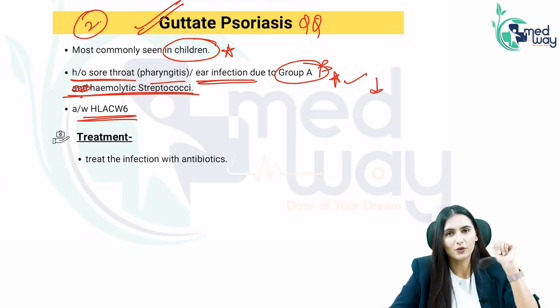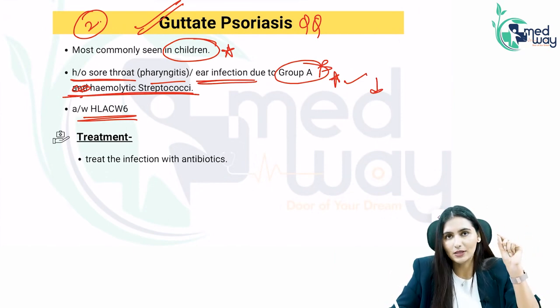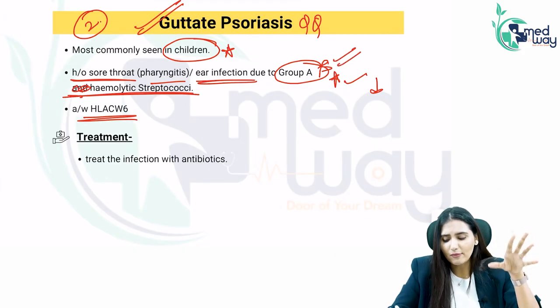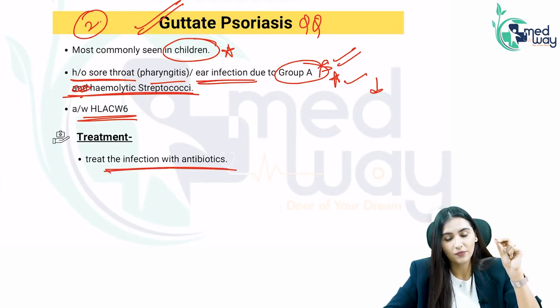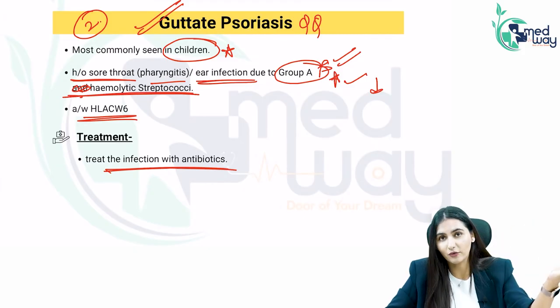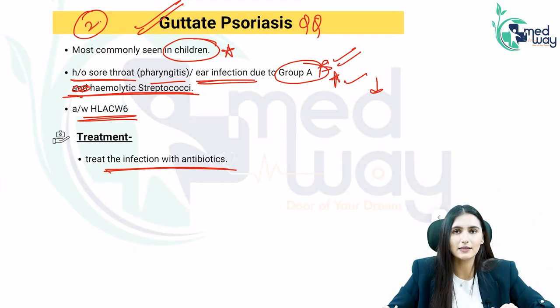So this is not a chronic psoriasis. This is self-limiting. It will be a very limited episode of psoriasis that you will see. How do you treat it? You take out that beta hemolytic streptococci from the body. You treat the infection with antibiotics. So this is one psoriasis that will not even require anti-psoriatic treatment. You treat the infection, immunity will calm down, you will not have psoriasis.